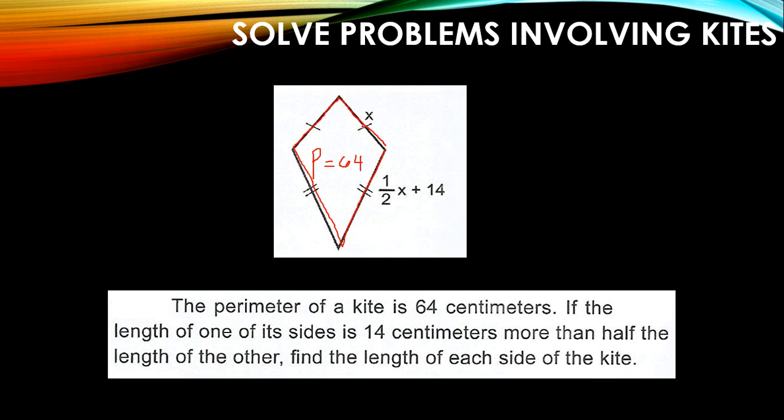Let this side represent x, and the other one, which is 14 centimeters more than half the length of the other, is 1/2 x plus 14. The 1/2 x plus 14 comes from the statement that 14 centimeters more than half the length of the other. Half the length of the other is 1/2 x, then "more than" means plus, then 14.